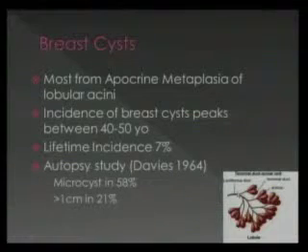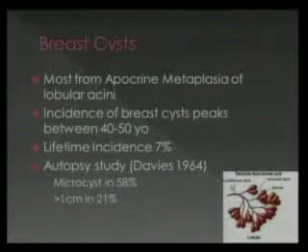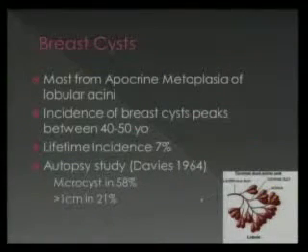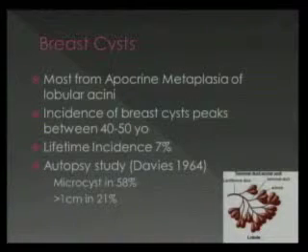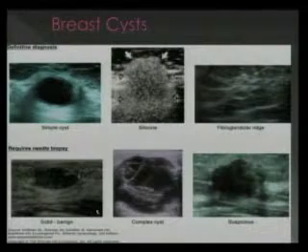Davies et al. did a study in 1964 looking at the prevalence of cysts in autopsy studies, and they found that microcysts were present in about 58% of the autopsies they looked at, and 21% of the cysts were over 1 centimeter.